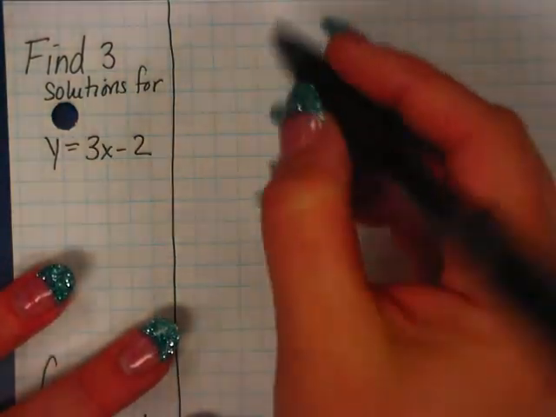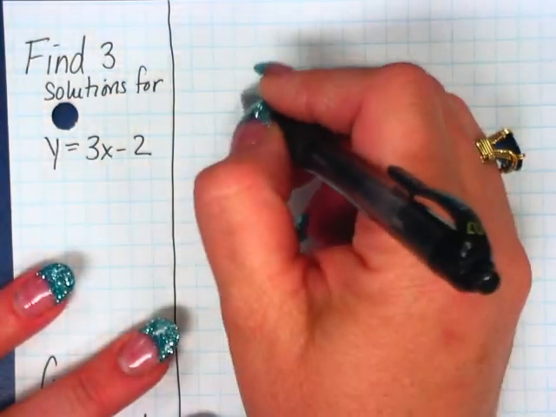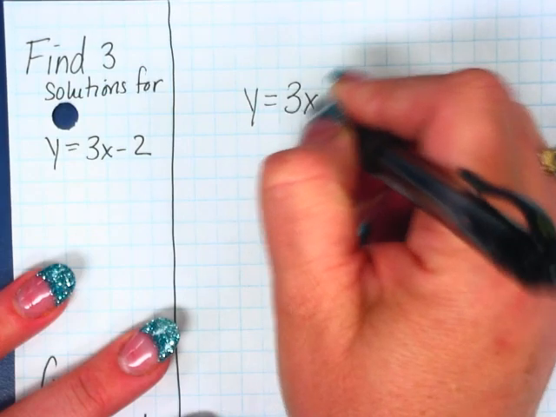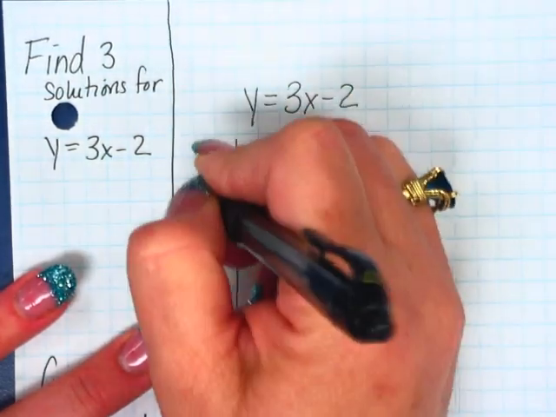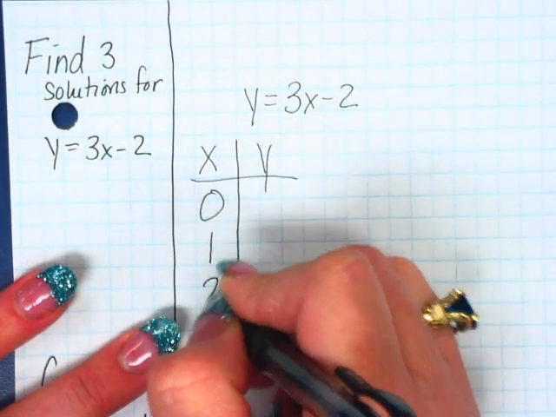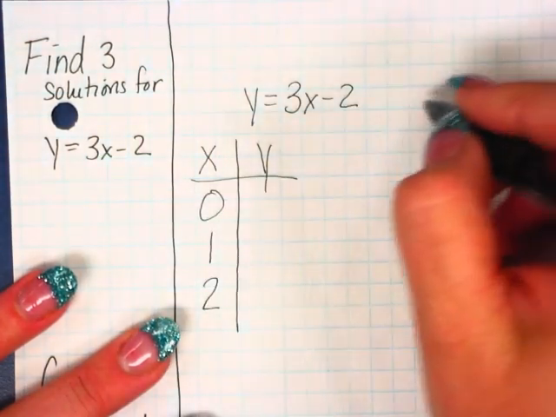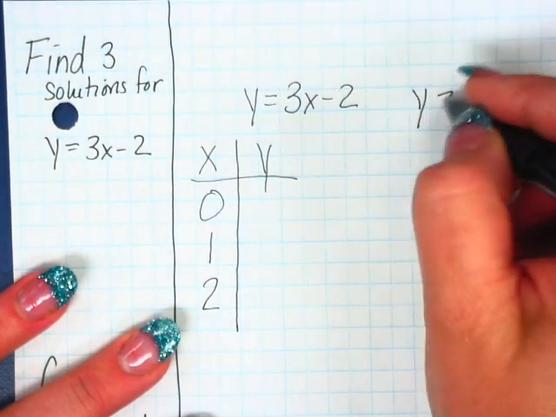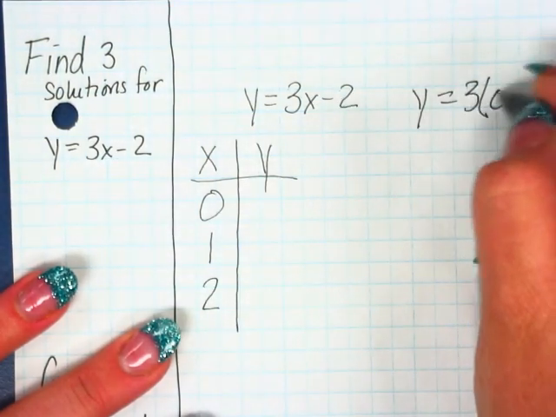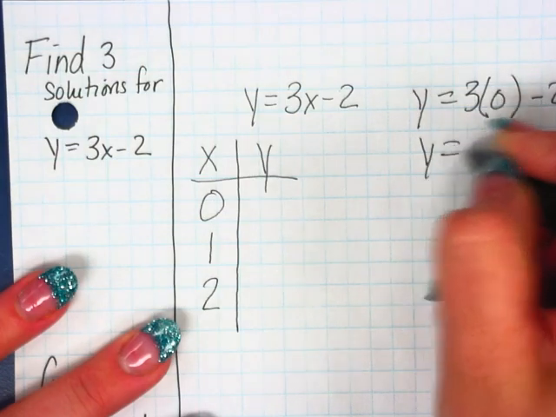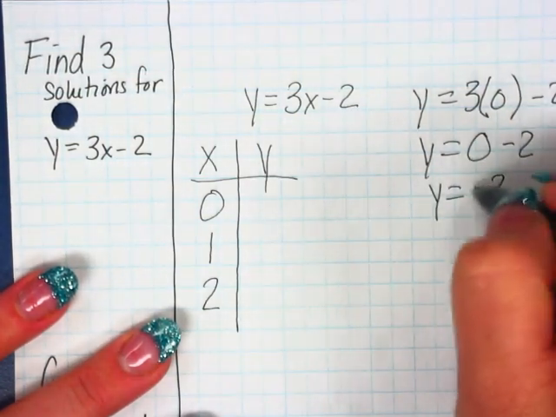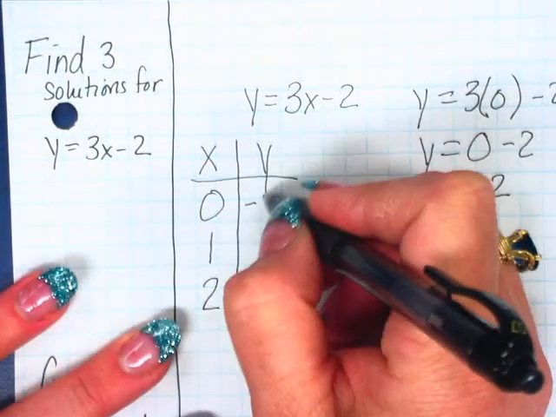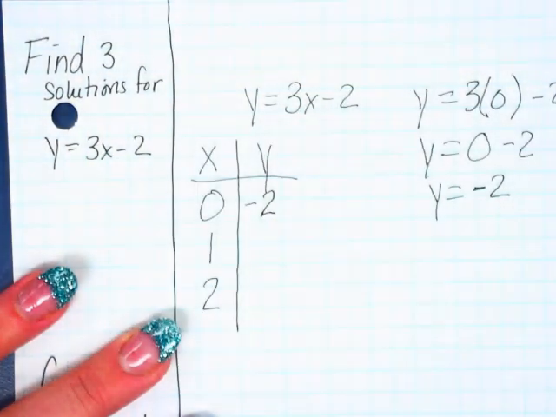Okay. There we go. So again, we're doing 3 solutions. So I'm going to just copy the problem over here. I'm going to make my t-chart, x, y. Right now, I'm giving you the 0, the 1, and the 2. You might find other ones later that you like. So what happens when x is 0? 3 times 0. Y equals 0 minus 2. Make sure you get that that's a negative 2. So if x is 0, y is negative 2.